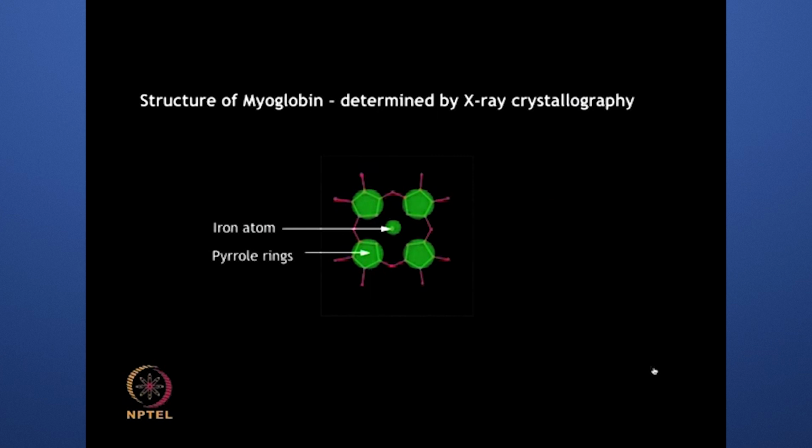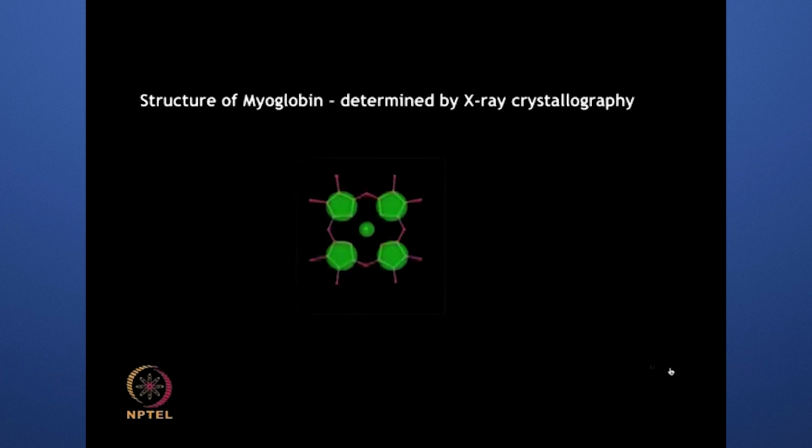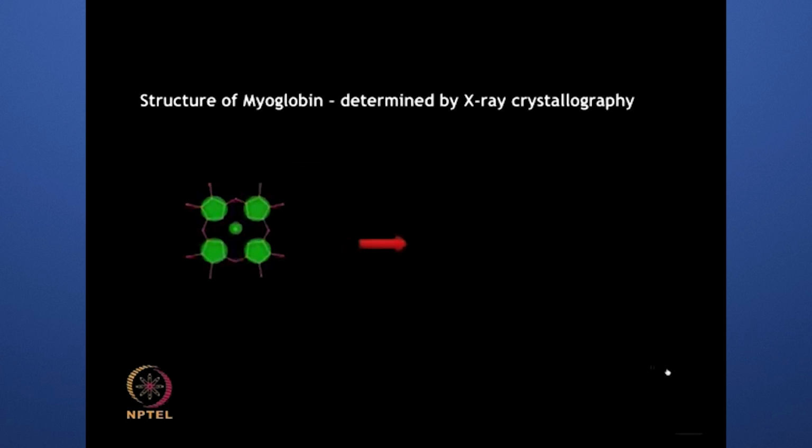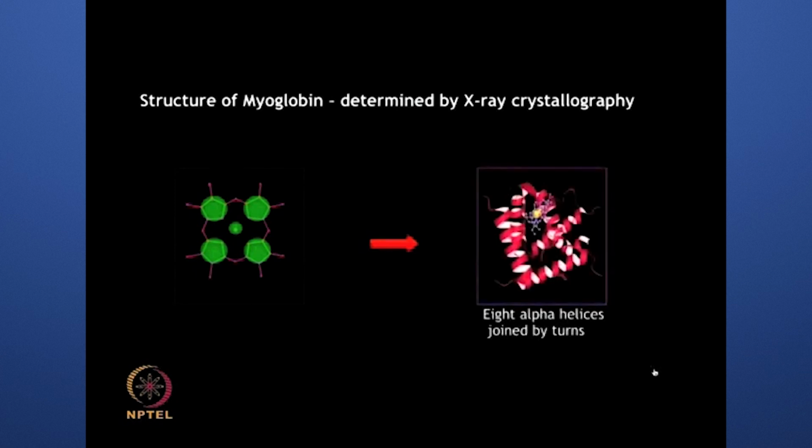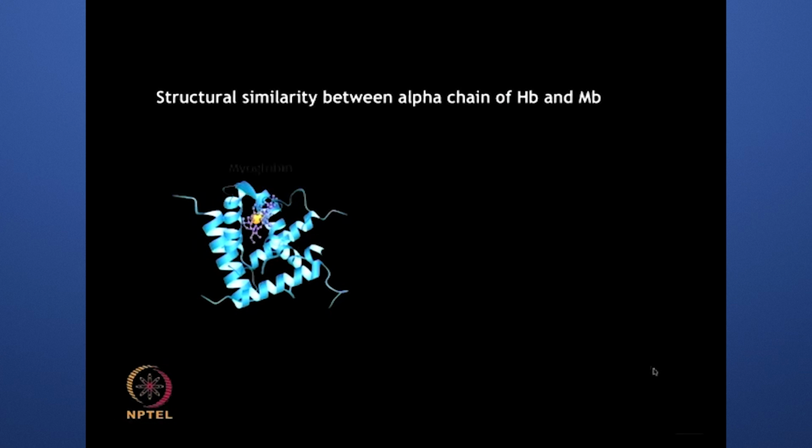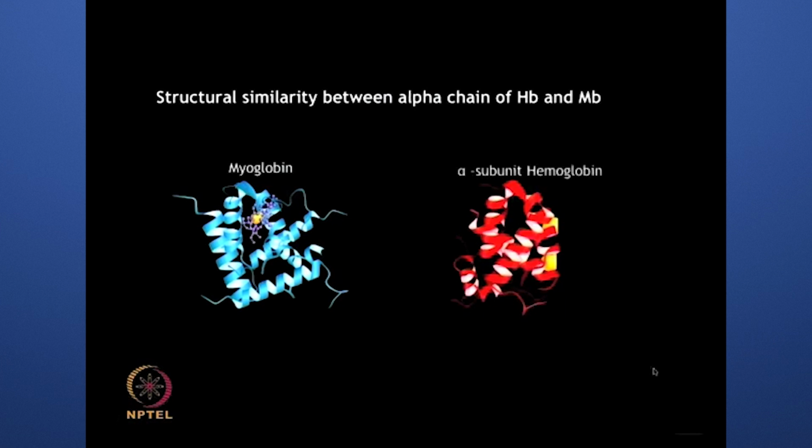The protein was found to consist of a single polypeptide chain having 8 alpha helices along with a heme group in the center, similar to hemoglobin. Myoglobin, found largely in muscle tissues, has been found to be structurally similar to the alpha subunit of hemoglobin. The alpha helix arrangement of both proteins has been found to be the same, with the recurring structure being known as the globin fold.